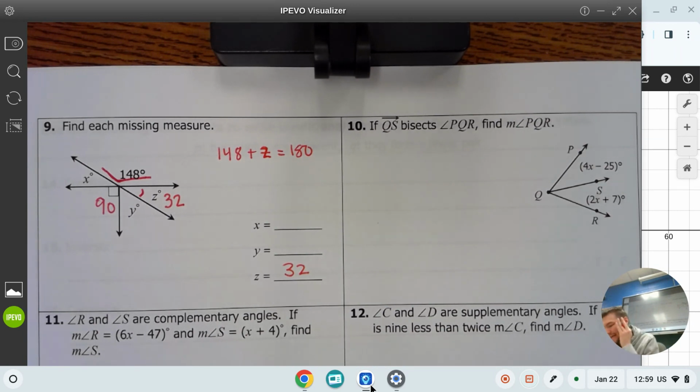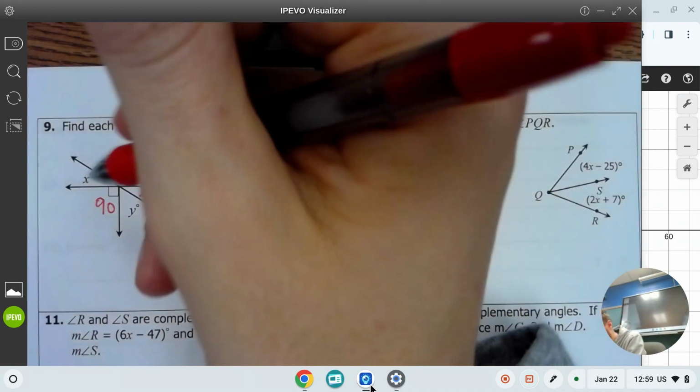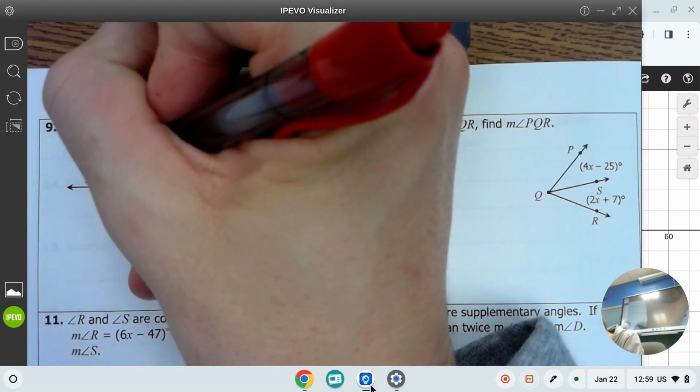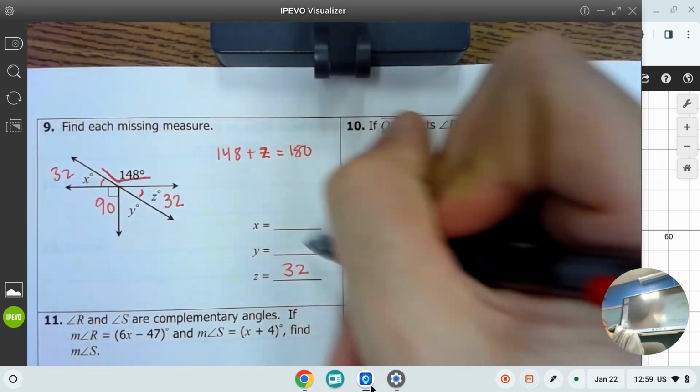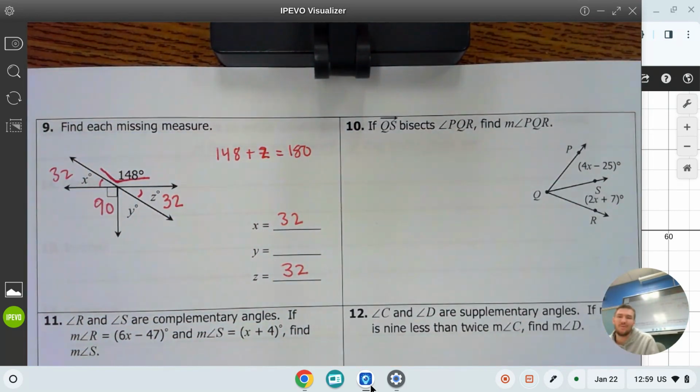What do you want to do next? All right, I helped you out with Z. Anybody got any ideas for X or Y? I agree with you. I think that X is looking pretty vertical here with the Z. So X is going with 32. Nice job. I like the vocab going with vertical.